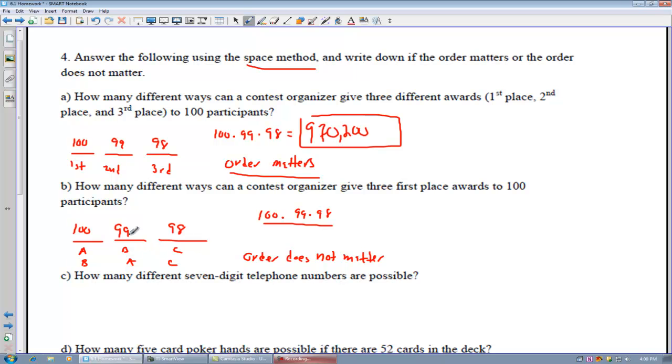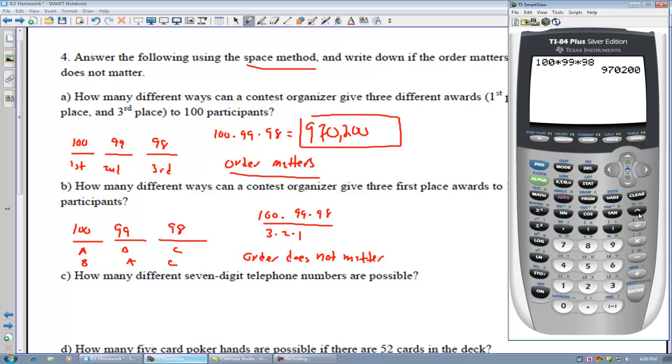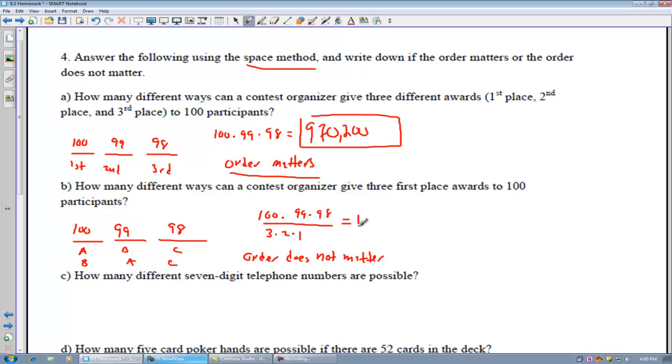So we want to get rid of these things that we're counting more than once. So we divide out by the number of ways to rearrange 3 letters basically, which is 3 choices here, 2 choices there, and 1 choice there. So 3 times 2 times 1. And so if we do this, we can just hit divide by left parenthesis 3 times 2 times 1. And we get a slightly smaller number of ways we can give these awards, which is 161,700. So that's the answer for part B.